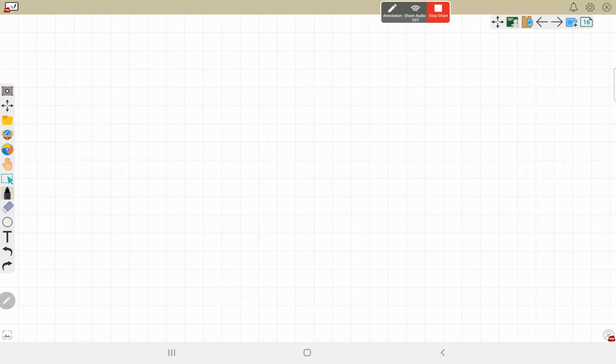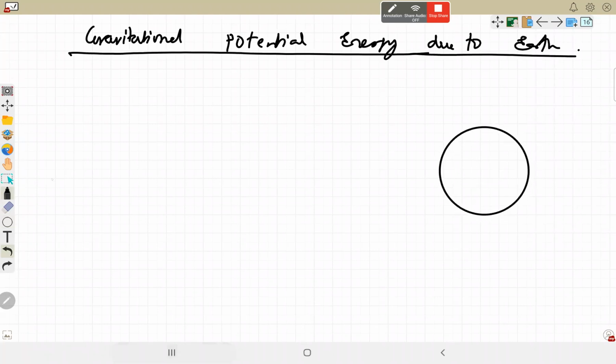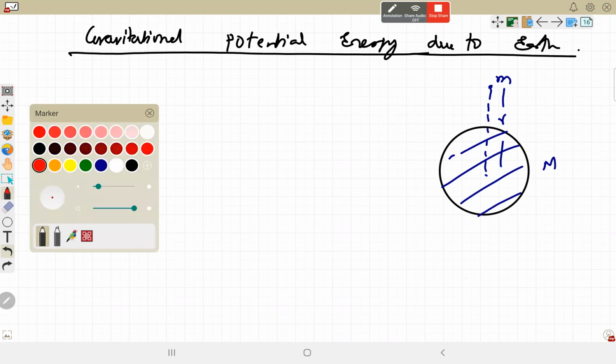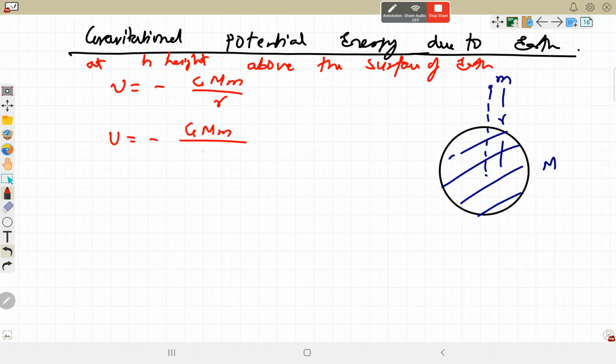Next is gravitational potential energy due to Earth. Gravitational potential energy at a small r distance from the center of Earth, with small m the particle mass and capital M the Earth's mass. The potential energy formula was minus G m1 m2 by r. At height h above the surface of Earth, it will be minus GMm by small r, and small r we can write as capital R plus h.